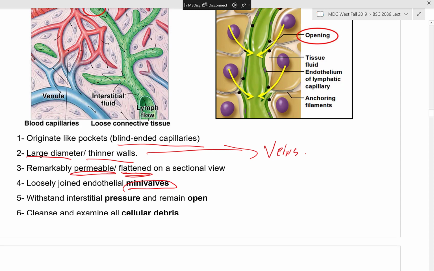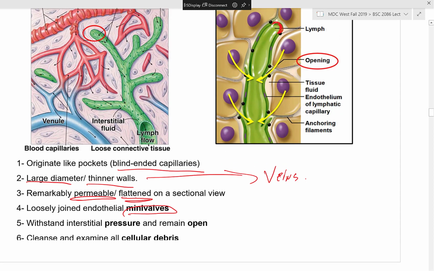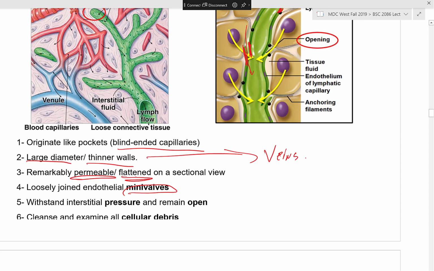The next feature is going to be the mini bulbs. What is a mini bulb? The mini bulb is this feature right here. You see there's a little bulb here that is created. You see that there? So there's an opening in between. So those are known as mini valves. Who has valves? Veins, and they're unidirectional valves, right? They actually can withstand high amounts of pressure, and they are going to remain open.